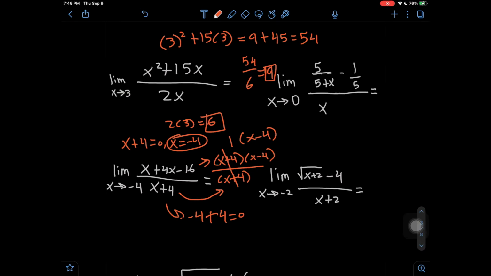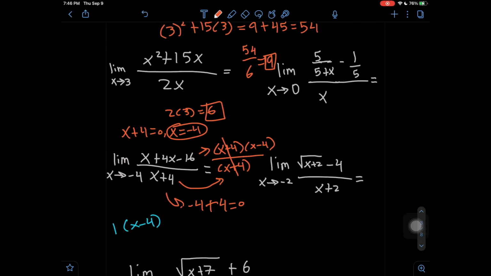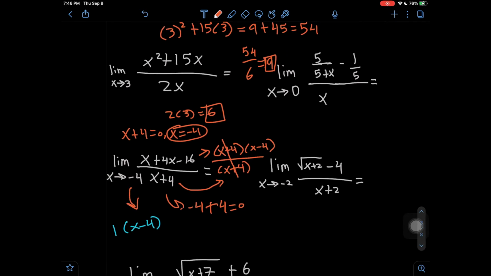Now, we have a hole at negative 4. That's well and good. But now we need to find out what the limit approach is as x is approaching negative 4. And again, we're left with this simplified equation right here. Let's put it in a different color. We're left with 1 times x minus 4. And now we're going to do direct substitution again. So we have 1 times negative 4 minus 4, which is just 1 times negative 8. That just leaves us with negative 8, and that's our answer.